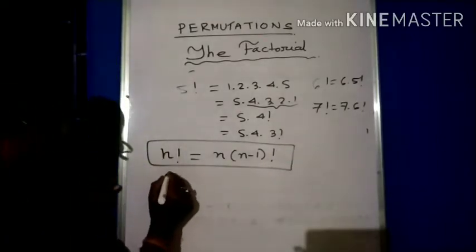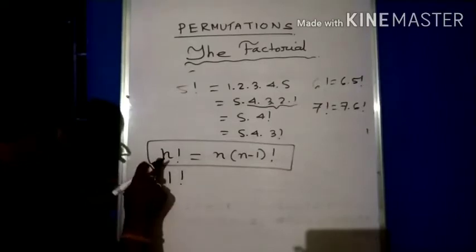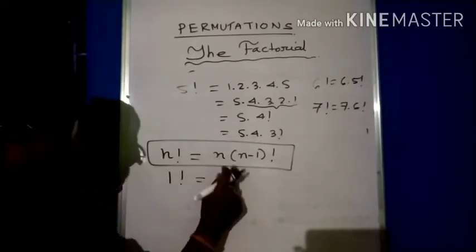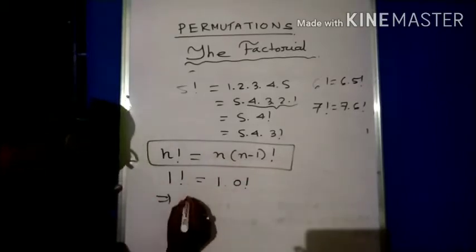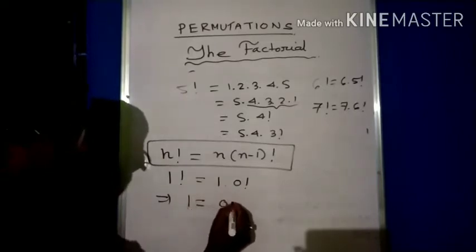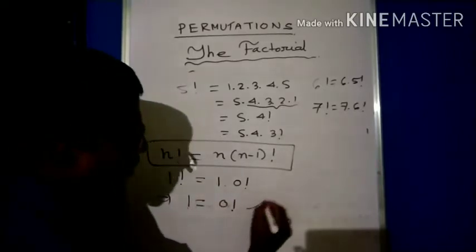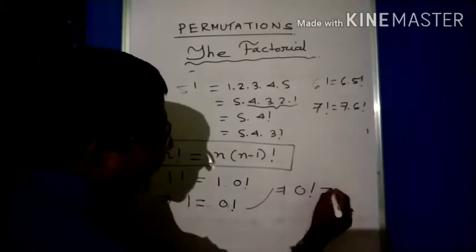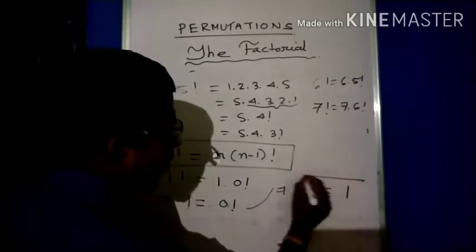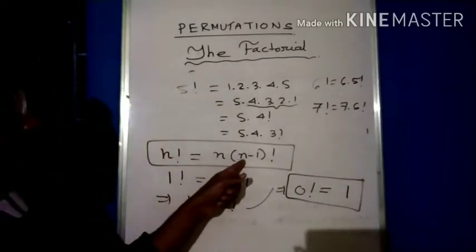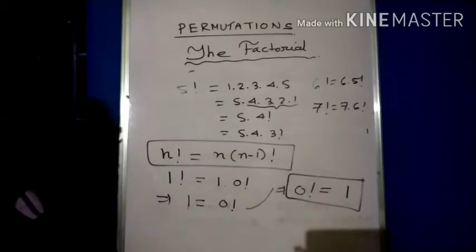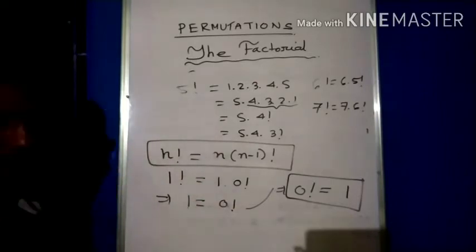Instead of n, if we put n equal to 1, what will be here? 1 minus 1 is 0, so it will be factorial 0. So factorial 1 is 1, that is 1 into factorial 0, so factorial 0 is 1. Another important result: factorial n equals n into factorial n minus 1, and factorial 0 equals 1. The value of factorial 0 is 1. Factorial of negative quantities is always undefined.